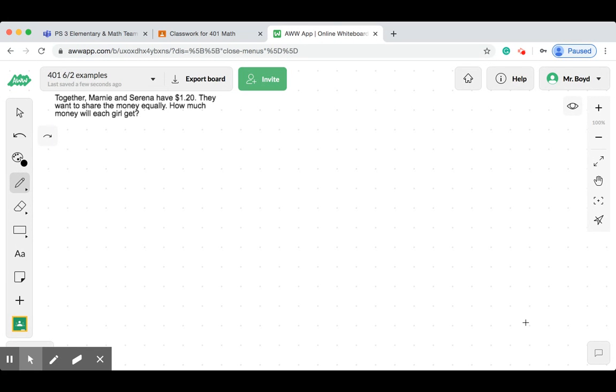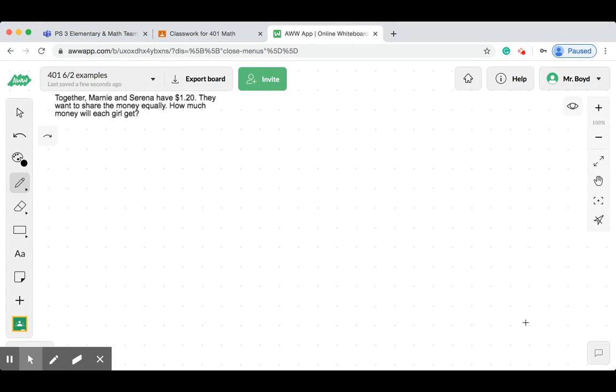As a good reader, I will reread the problem. Together, Marnie and Serena have $1.20. They want to share the money equally. How much money will each girl get? Now to solve this, I'm going to draw a picture.